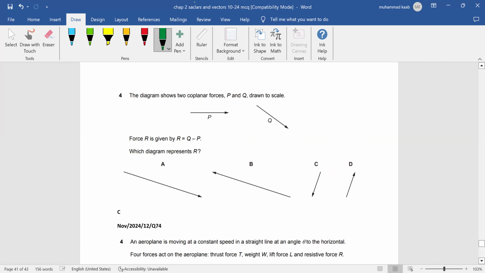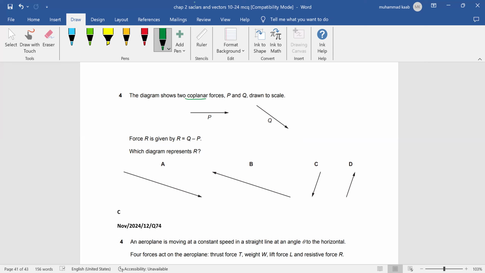Okay. The diagram shows two coplanar forces P and Q drawn to scale. Force R is given by R is equal to Q minus P. Which diagram represents R? ओके, कोप्लेनर, अच्छा, look, they're using the word coplanar. Coplanar means the two forces acting on the same plane, okay? It's just for the sake of, you can say, the assumption, right? It won't affect your calculation for now, but if you study vectors at university level, then it affects, okay? So where you have to consider the coplanar and non-coplanar forces or vectors, okay?